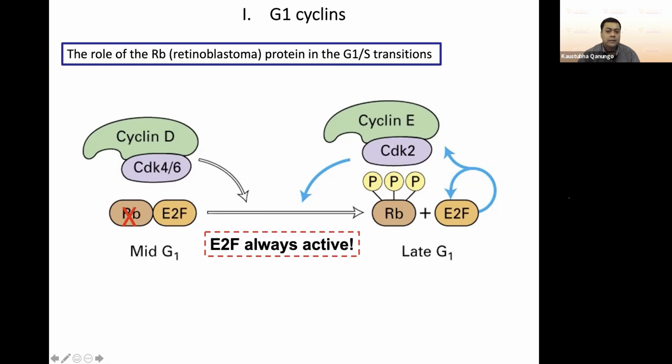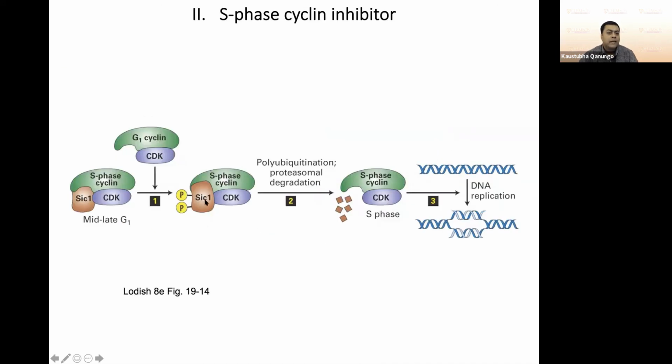So know that, and definitely we'll have some questions on that. And here, just remember that the inhibitor that we talked about, that is the SYK1, is phosphorylated. This is your phosphorylated form, and at that time it cannot be activated.